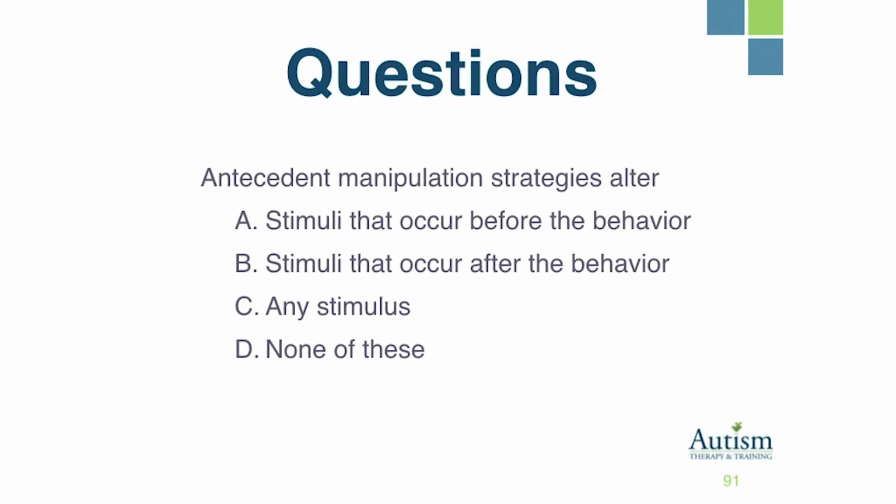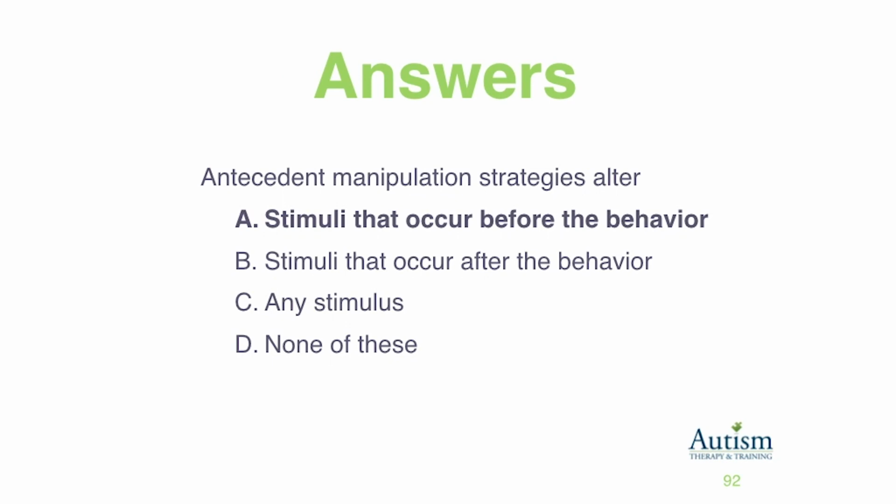Antecedent manipulation strategies alter: A, stimuli that occur before the behavior. B, stimuli that occur after the behavior. C, antecedent stimulus. Or D, none of these. And the correct response is A, stimuli that occur before the behavior.